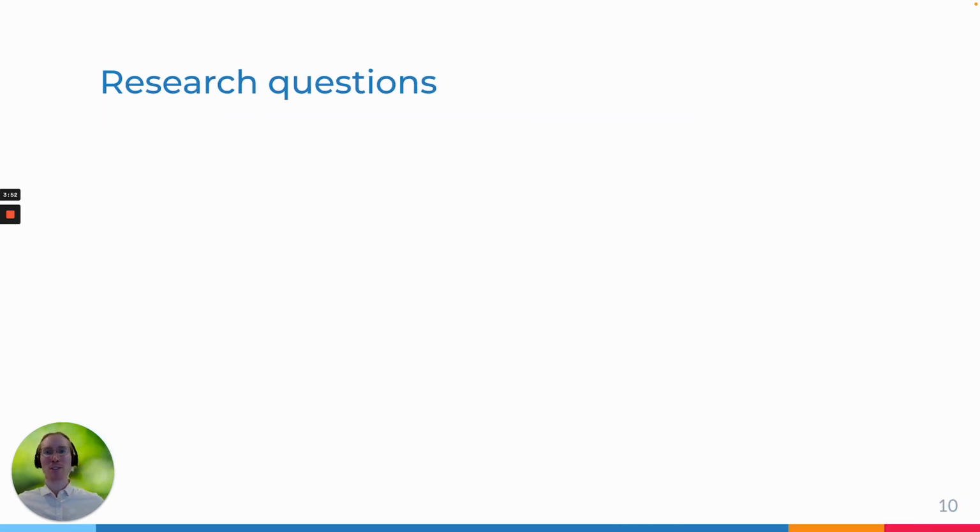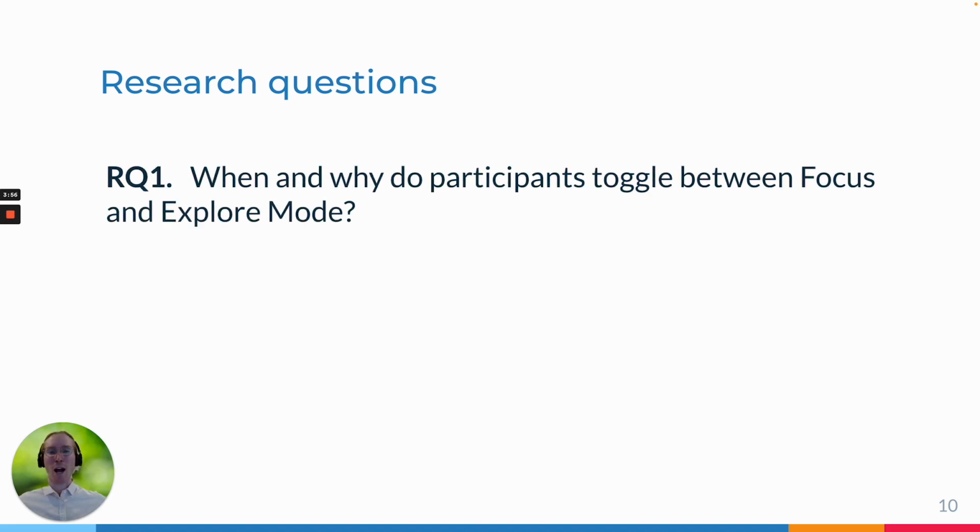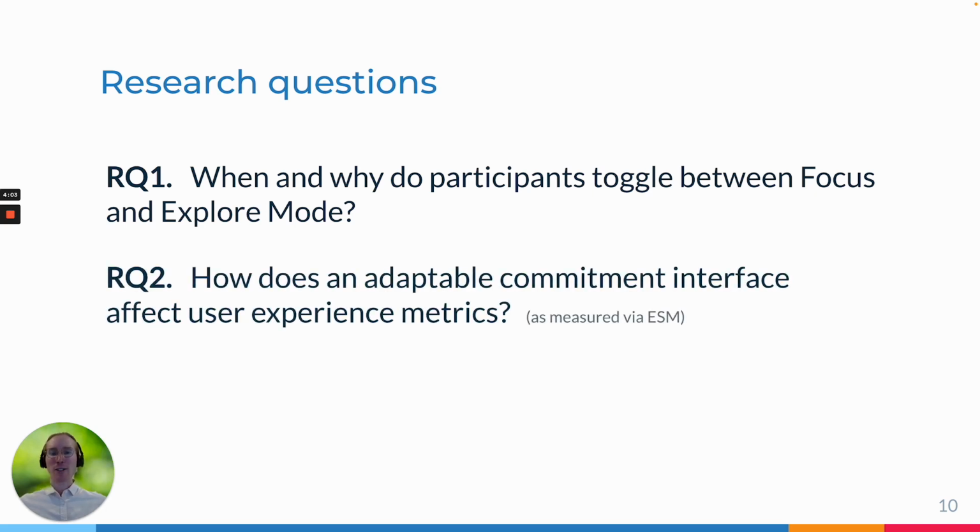Accordingly, we proposed 2 research questions. First, when and why do participants toggle between Focus and Explore mode? And second, how does an adaptable commitment interface affect user experience metrics, which we measured using experience sampling?